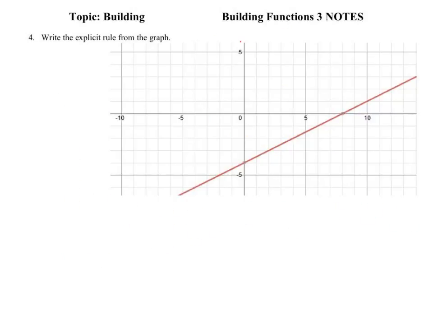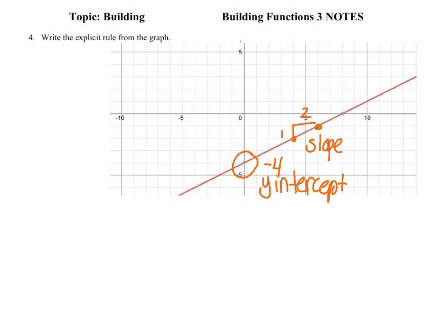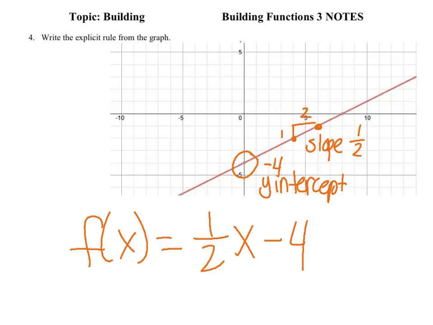For question 4, we need to write the equation from a graph. So again, I need to find my y-intercept. Well, this is my y-intercept at negative 4. Now I need to find my slope. So I see that I have a point here and a point here. So remember, my slope is rise over run. So I go up 1 and over 2. So my slope is 1/2. So my function is going to be f of x equals my slope x and then my y-intercept.